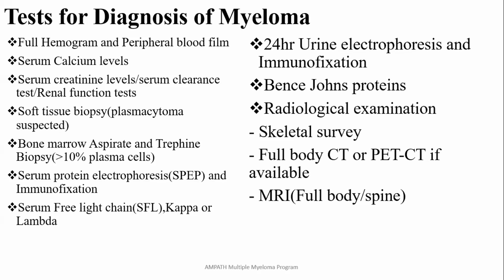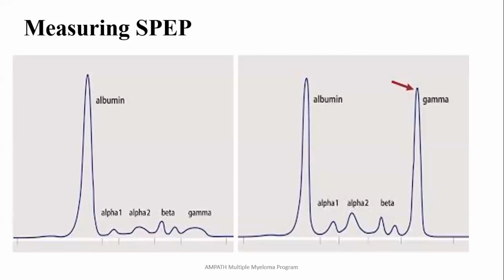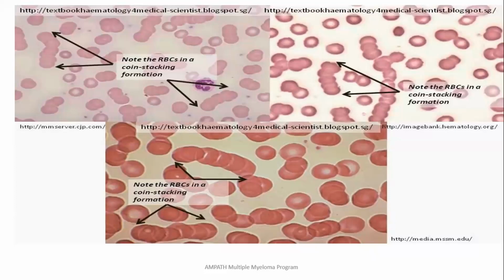I need to move faster. So we move to, that is just a picture of an SPEP. Next slide. And then the next slide is rouleaux formation. You can see the cells are sticking to one another. Next slide.